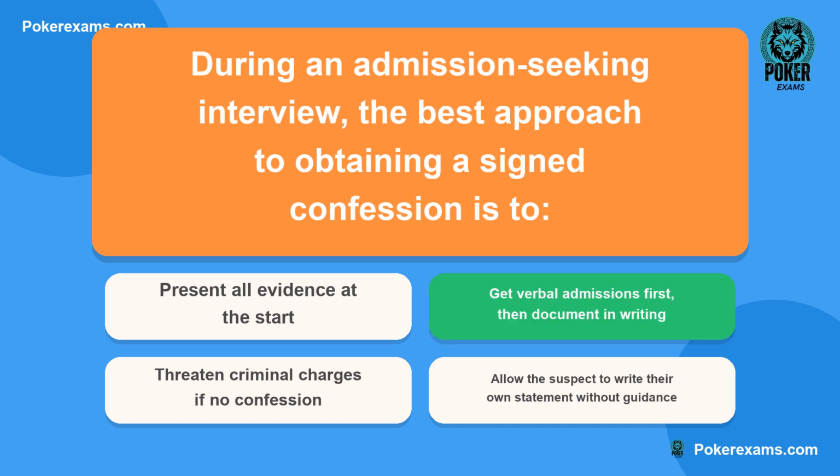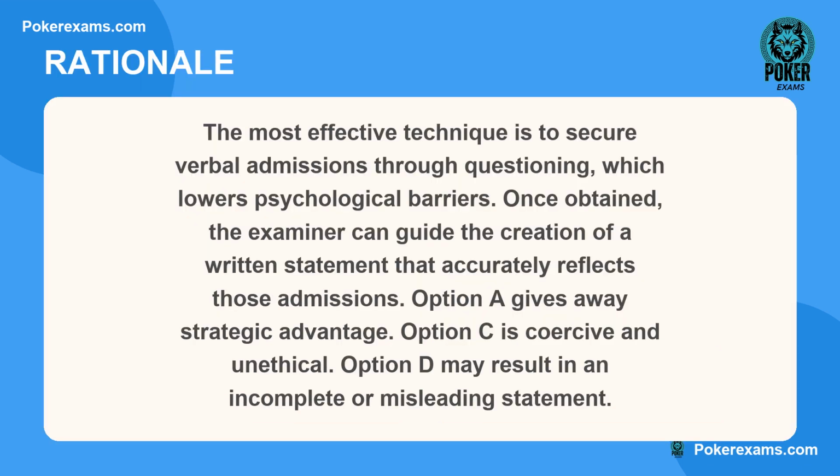The correct answer is B. Here is why. The most effective technique is to secure verbal admissions through questioning, which lowers psychological barriers. Once obtained, the examiner can guide the creation of a written statement that accurately reflects those admissions. Option A gives away strategic advantage. Option C is coercive and unethical. Option D may result in an incomplete or misleading statement.